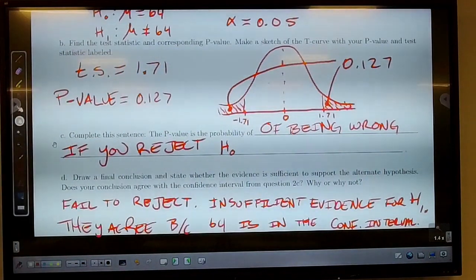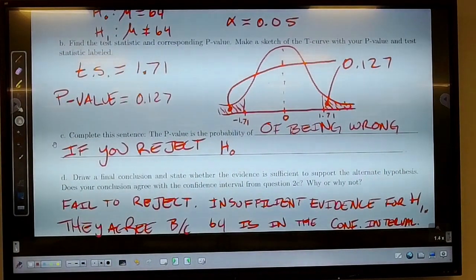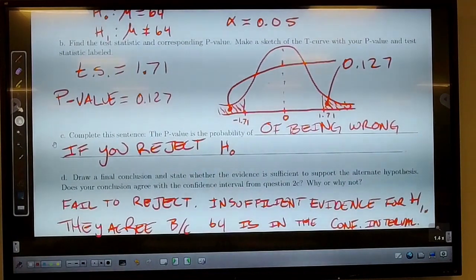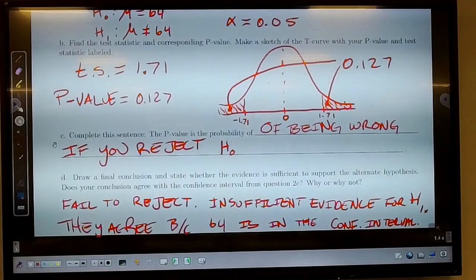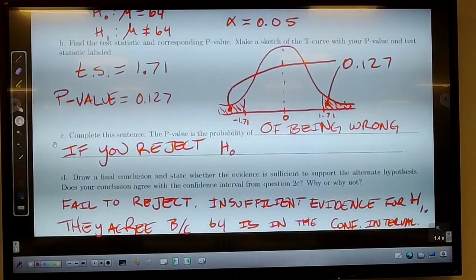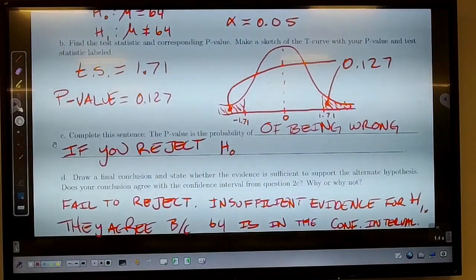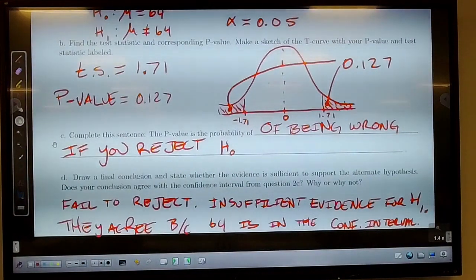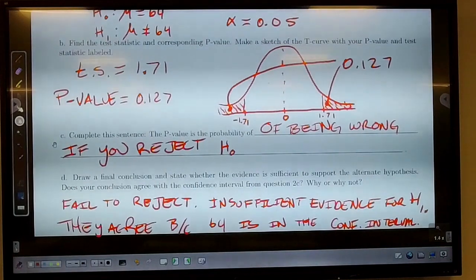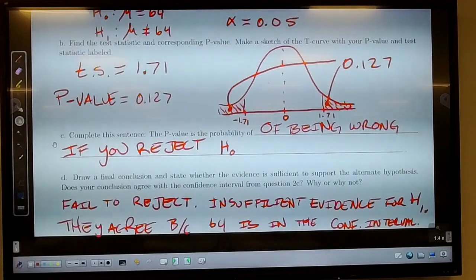What is your p-value? 0.005. That's pretty small. So you reject it. I did reject it. Okay. Then it must be the case that your interval does not contain 64. Is that true? That's true. Then they agree.